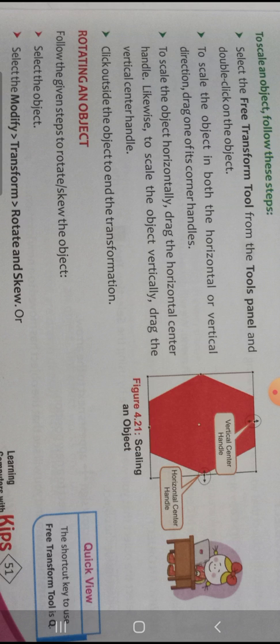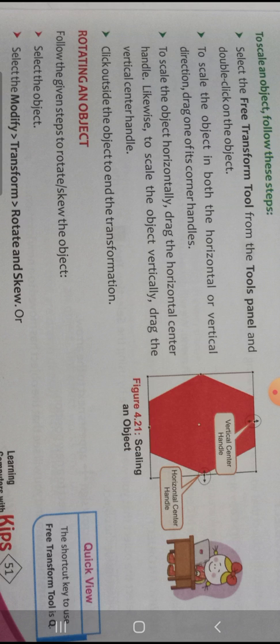To do so, we will also select the transform tool from the tools panel and double click on the object. We can scale the object in both ways, horizontal and vertical. Horizontal means left to right, that is width, or vertical, that is top to bottom, that is the height of an object. We can scale the object according to its height. Follow the steps. We will do this during the lab.